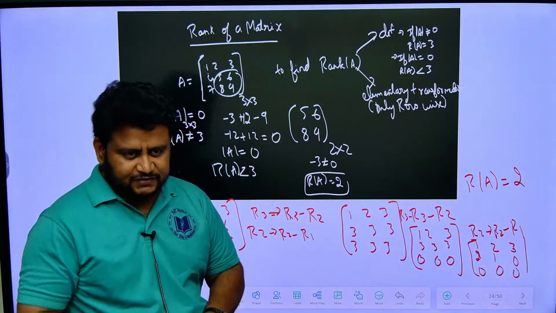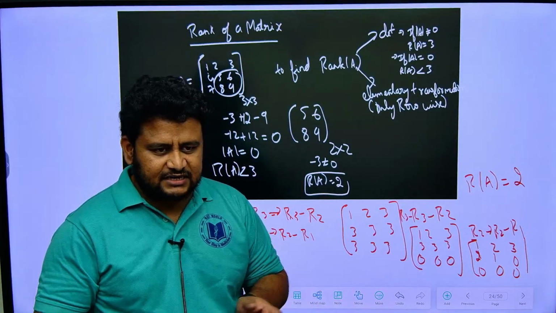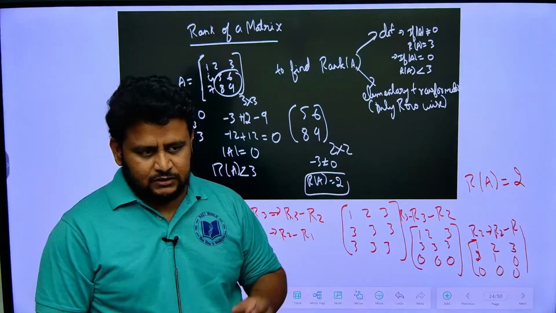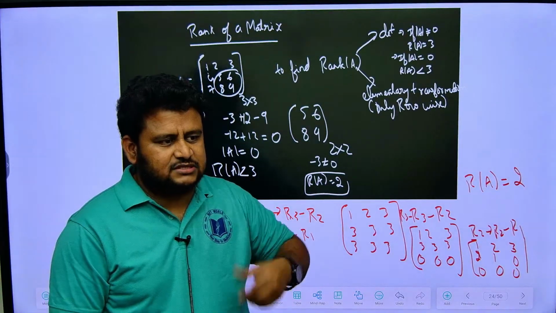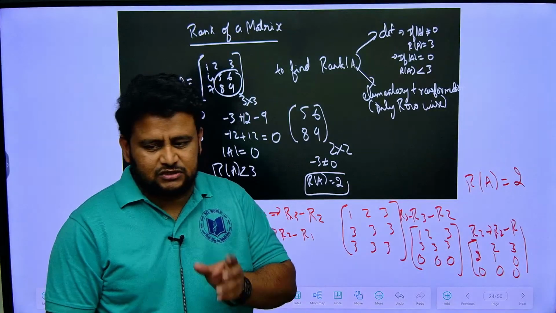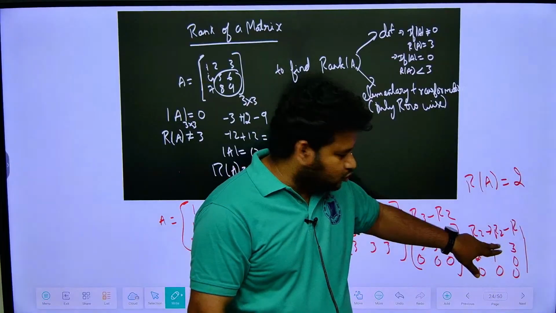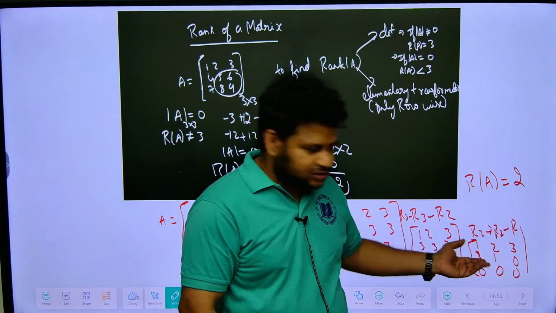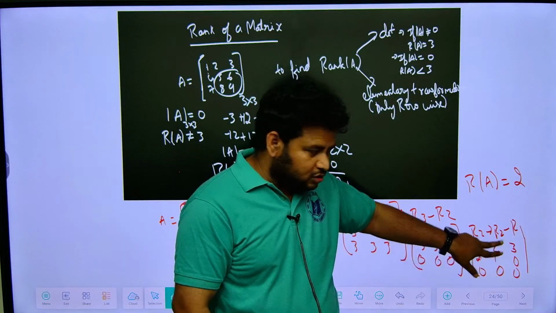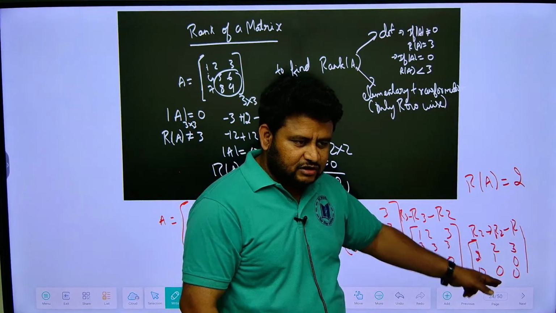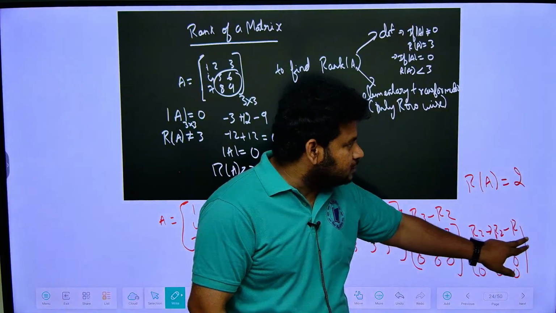When you do row wise transformation, see how many rows there are having some elements except for 0, 0, 0. Here we are having 0, 0, 0. These two rows we cannot change further. If you change also, you will never get 0, 0, 0. So these two rows will remain unchanged. So rank of this is what? 2.